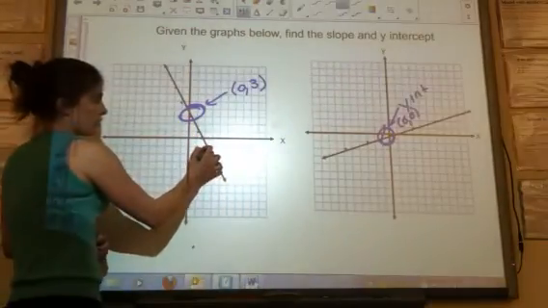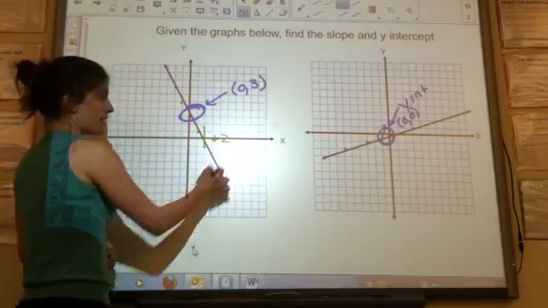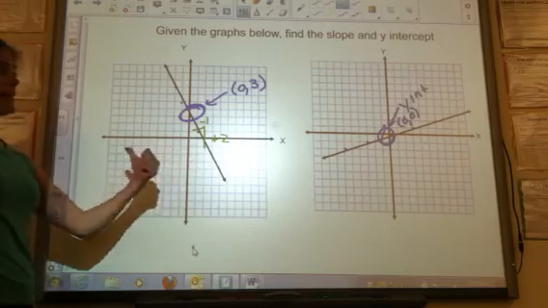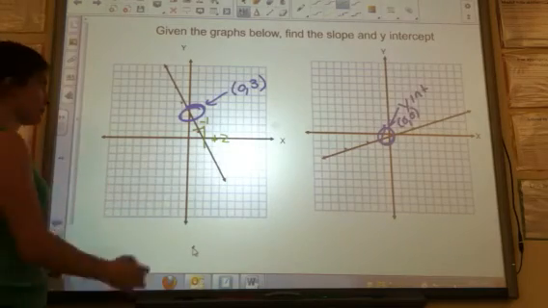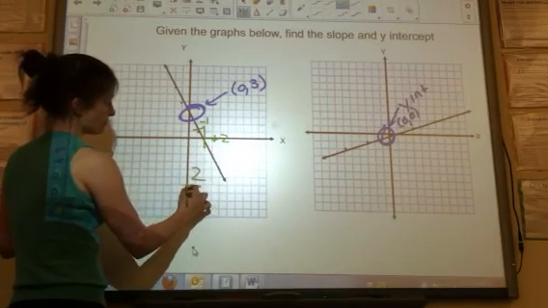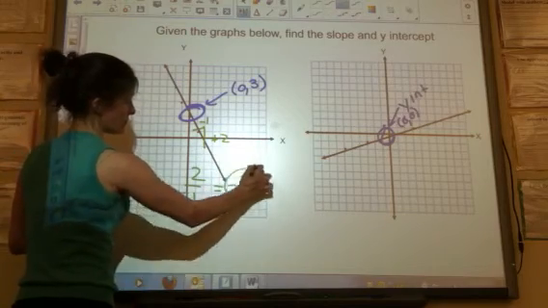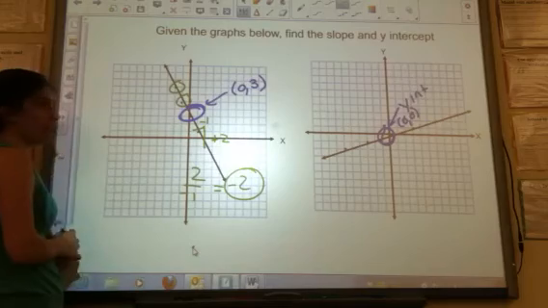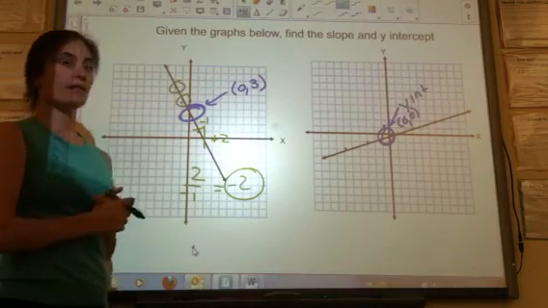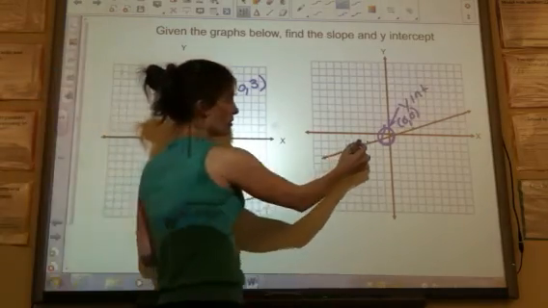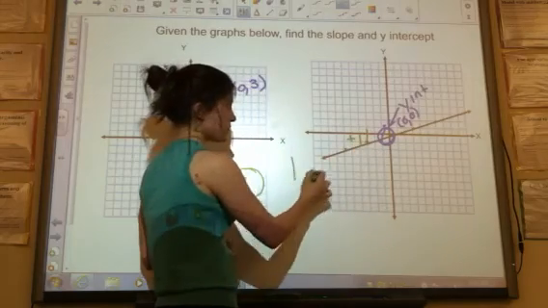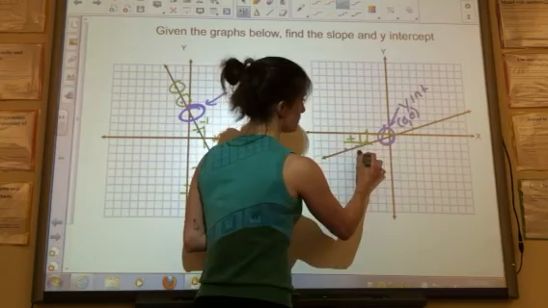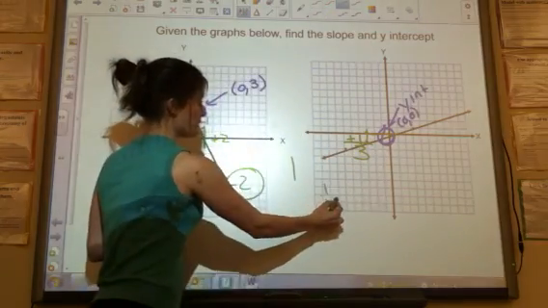To find the slope, you look at your rise. That's how much you go up, and your run, how much you go over. If you go left, that's negative. You could also find any 2 points on this line and find the difference in the y's over the difference in the x's. Here, you go up 1, so your rise is 1, and your run is 1, 2, 3. So your slope is 1 over 3.